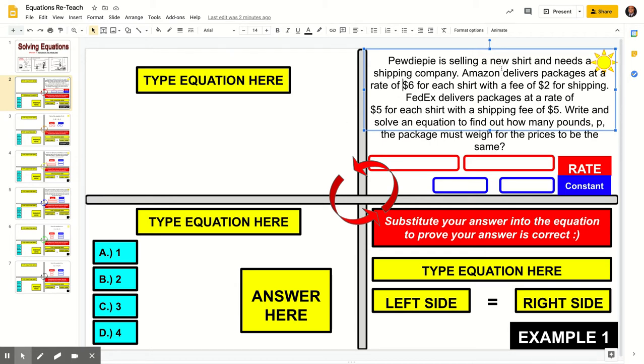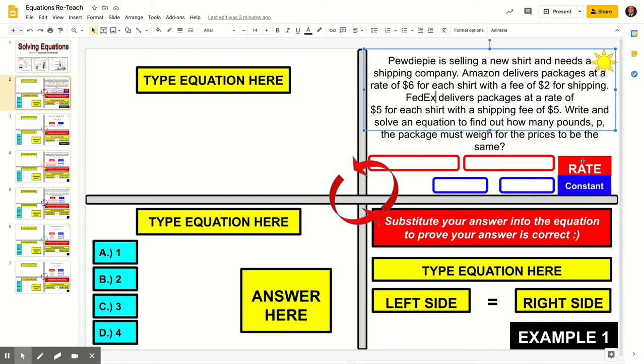It says PewDiePie is selling a new shirt and needs a shipping company. Amazon delivers packages at a rate of $6 for each shirt with a fee of $2 for shipping. FedEx delivers packages at a rate of $5 for each shirt, with a shipping fee of $5. Write and solve an equation to find out how many pounds P the package must weigh for the prices to be the same. Okay, so this is a comparison of Amazon to FedEx.